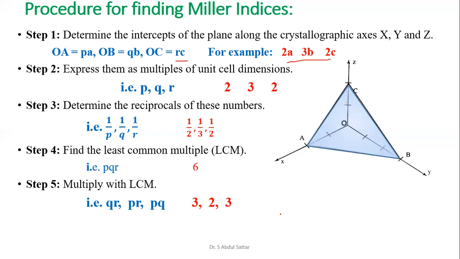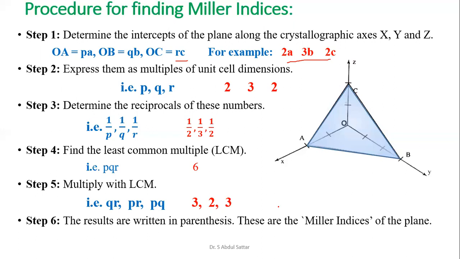Then show these values in parentheses, that means a curved bracket. So those are the Miller indices, like this, without any comma. Without any comma, you have shown. So these are the Miller indices of this crystal plane: (3 2 3). Okay, these are the steps.